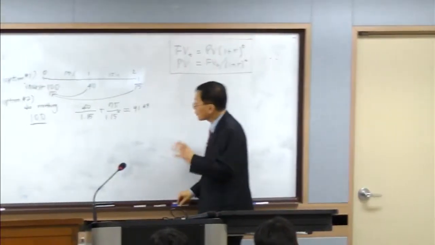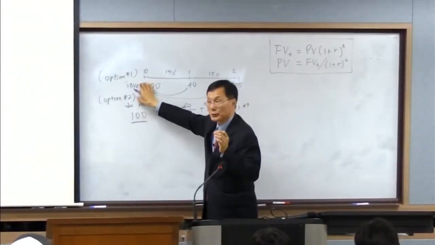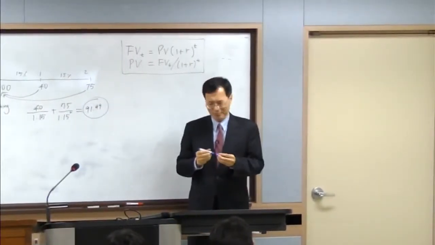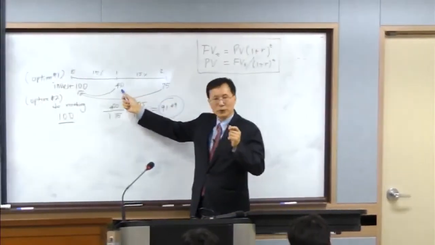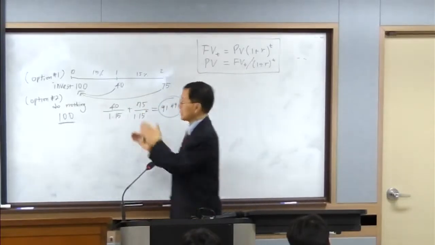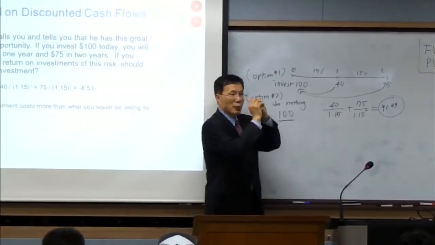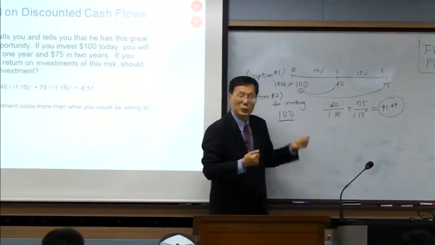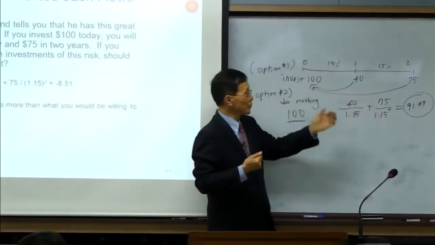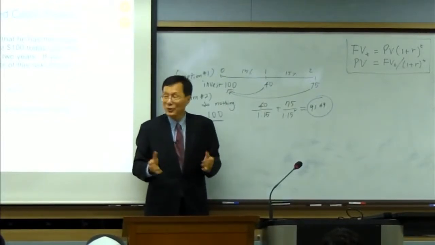So look at these numbers very carefully. If you invest the amount, 100, you are going to get 91.49. Not actually. You are going to get 40 and 75. But the present value of 40 and 75 as of today is 91.49. So what it is you give up 100 and get 91.49. Is it a good deal? You are giving up 100 to get 91.49? That's ridiculous. Right? That's ridiculous.